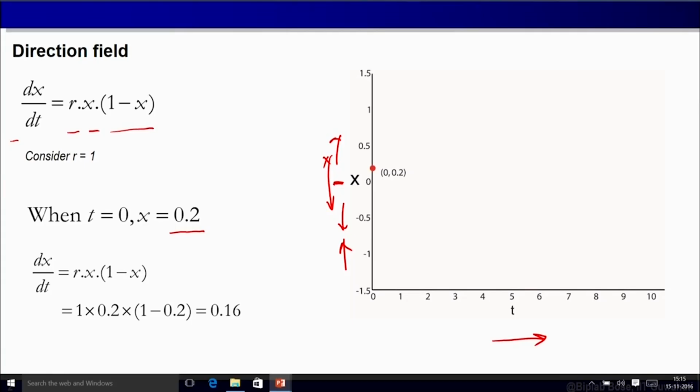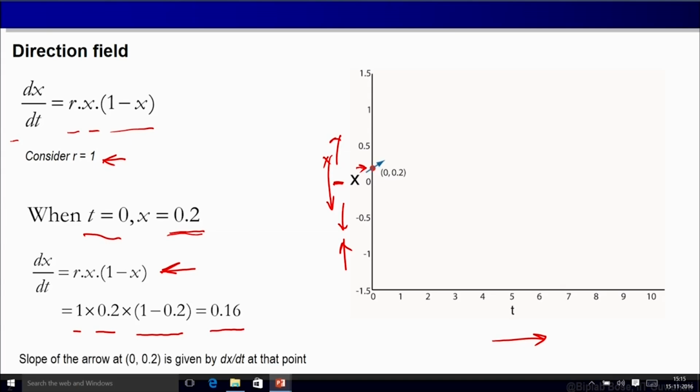So if I take a point t equal to 0, x equal to 0.2 and show it in this plotting region, then that will be this red dot. Now let us calculate dx dt at that time point and at that value of x. So dx dt is equal to r into x into 1 minus x. I have already written r equal to 1. So put r equal to 1 into 0.2 into 1 minus 0.2, that is 0.8, and the multiplication gives you 0.16.